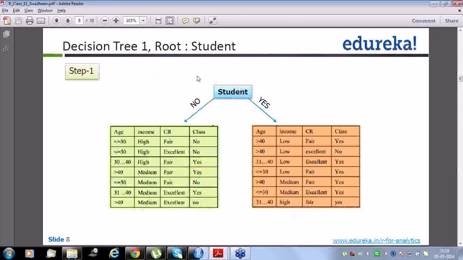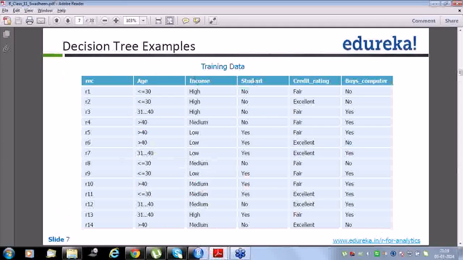Look at the student node. We took student as the root node, and our dependent variable, the predictor variable, is buys computer. How many records are there? 1, 2, 3, 4, 5 records. And total yes is 1, 2, 3, 4, 5, 6, 7, 8, 9. Nine yes and five no.